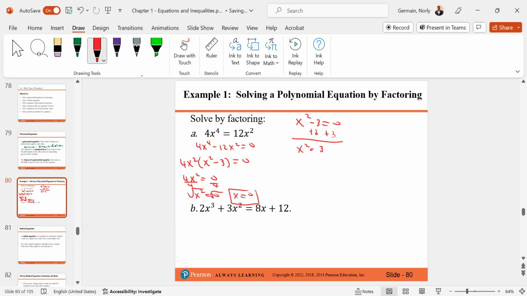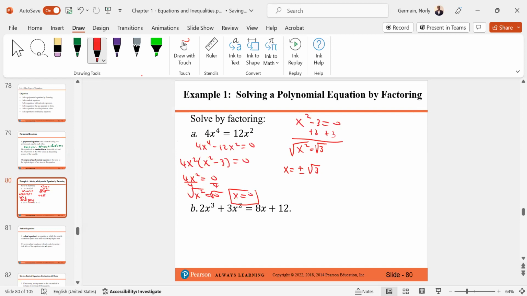How do we find x? We never leave the answer as x squared. Never solve for x with a degree more or less than 1. It must be only power 1. So we need to take the square root of both sides. And remember, the answer must be plus and minus the square root of 3. So what are the solutions?